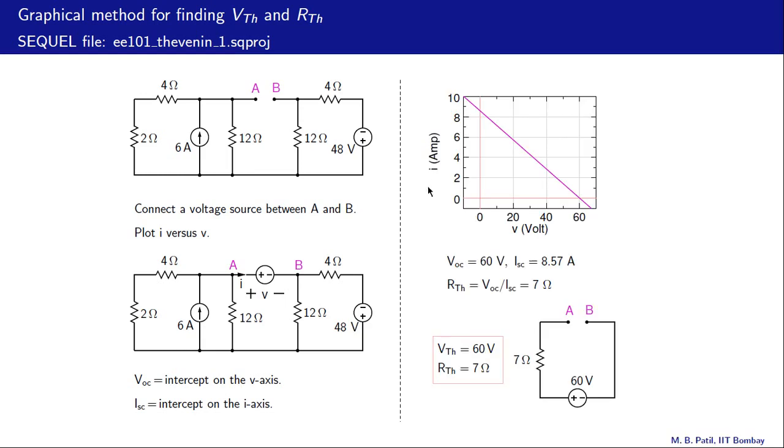And here is the result, I as a function of V. The intercept on the V axis is 60 volts, and that gives us VOC, and the intercept on the current axis is 8.57 amperes, and that gives us ISC. And VTH is the same as VOC, 60 volts, and RTH is the same as VOC divided by ISC, and that turns out to be 60 divided by 8.57 or 7 ohms. And these numbers, of course, are the same as what we got earlier when we analyzed this circuit using different methods.